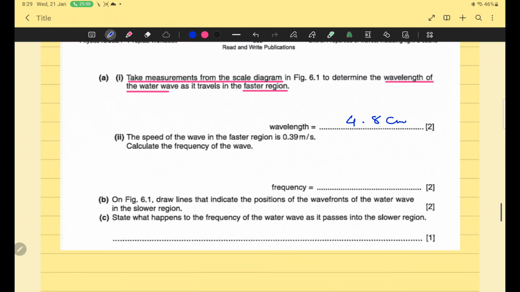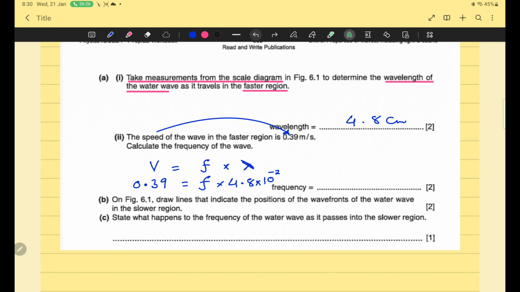And now they are asking, what is the speed of the wave? Speed is equal to frequency into wavelength. No, no, sir, speed is given. Speed is 0.39 meter per second. You have to calculate frequency. So the wavelength should be in meters, and you know centimeter can be converted into meter by using a prefix, and the prefix value is exponent minus 2.